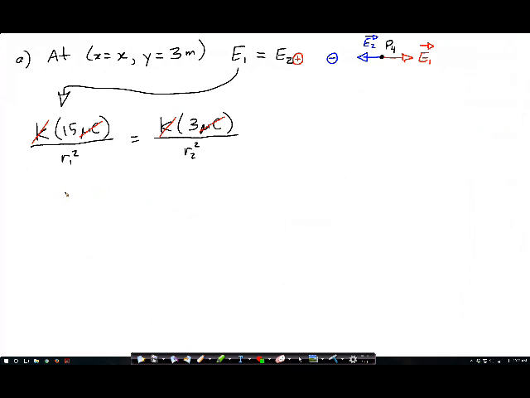Anyway, at this point we would have 15 over, remember, R1 was X minus 3, and then that gets squared. And then I have 3 divided by, and R2 was X minus 7 squared. And I'm expecting X to be bigger than 7 because point P4 is to the right. So we had X equals 7 at Q2, and then we had X equals 3 at Q1.